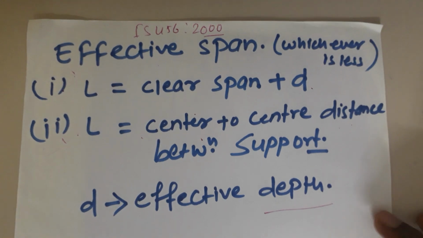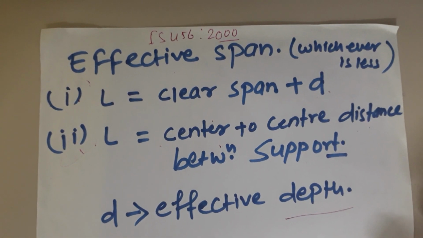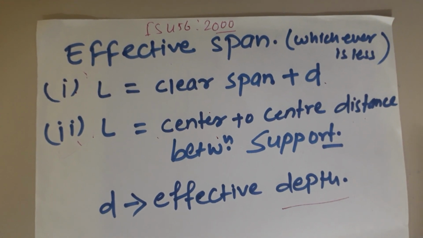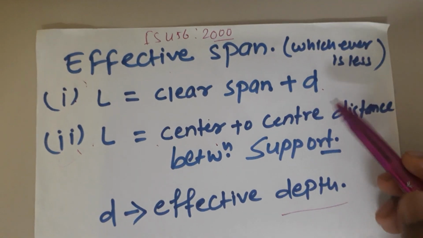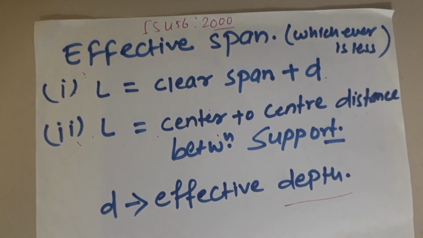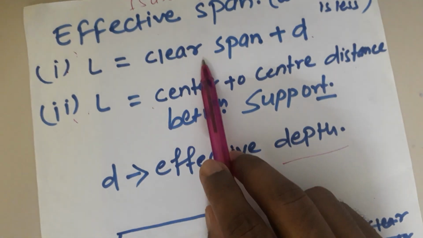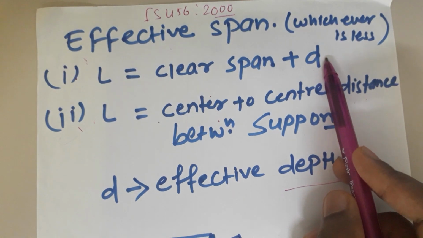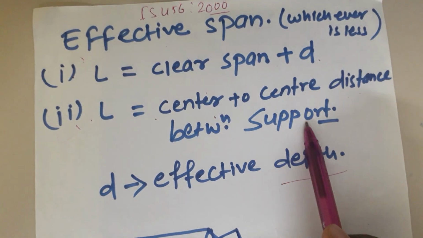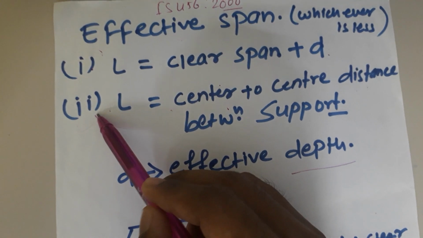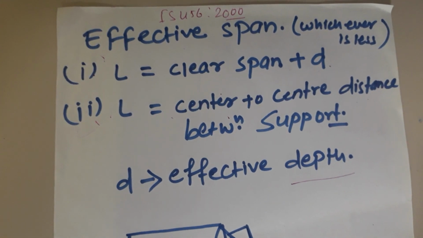Now coming to the effective span of slab. According to IS 456-2000, the effective span is determined depending upon two conditions given in the IS code, Indian Standard Code. Those two conditions are: clear span plus effective depth, and center to center distance between the supports. Whichever is less, we consider as the effective span.